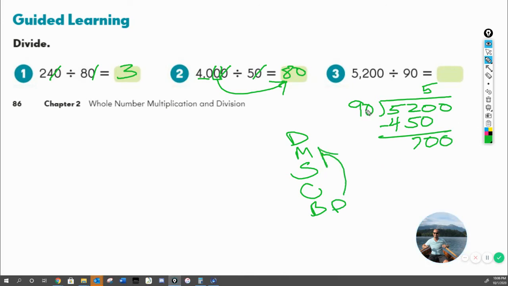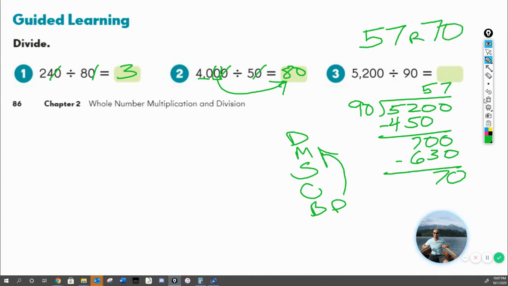I'm going to go back and do it all over again. How many 90s go into 700? Took longer than it should have. 7 times 9 is 63 with a 0 on it. It's 630, and my remainder is 70. My answer ends up being 57, remainder 70. Hot diggity dog.